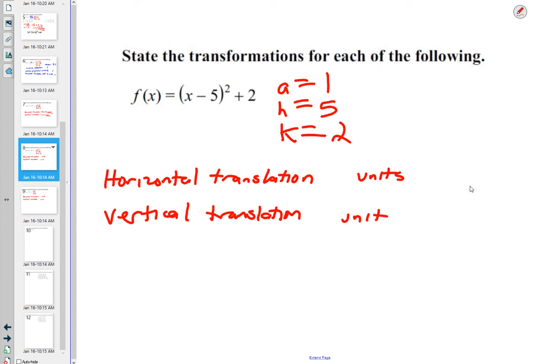So with A being 1, there's nothing vertical going on. But the horizontal translation is going to go where? 5 units to the right, good. And vertically, we're going to go 2 units up.